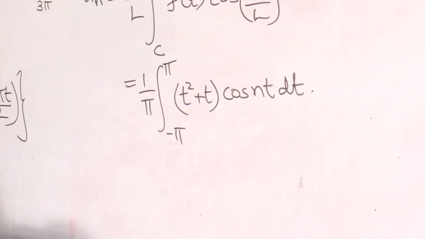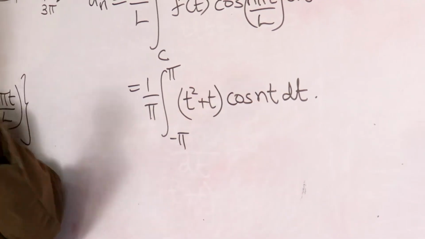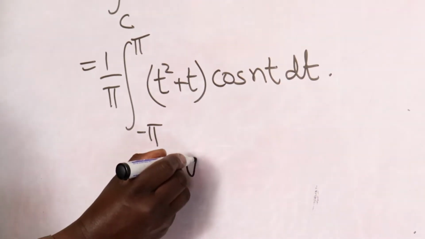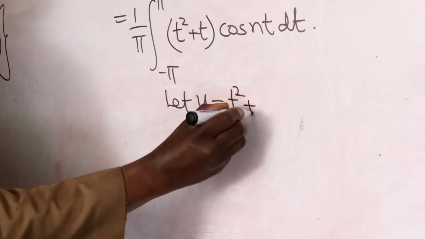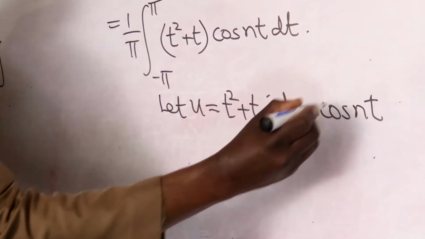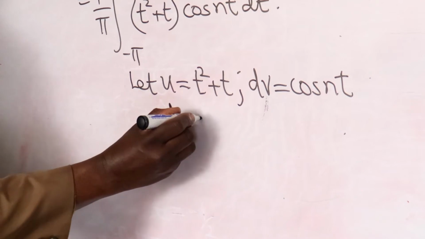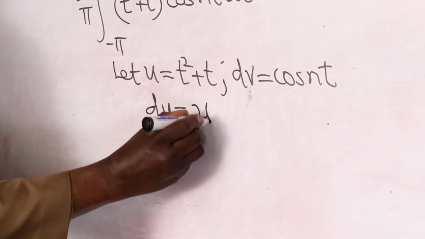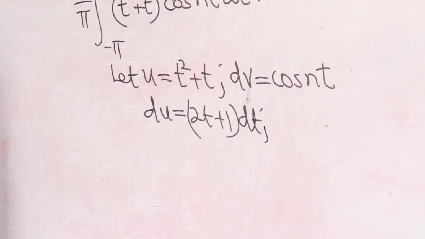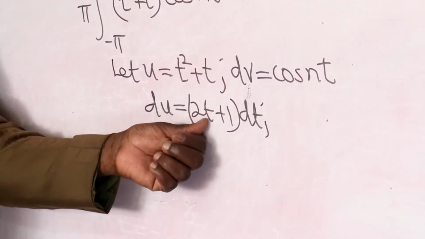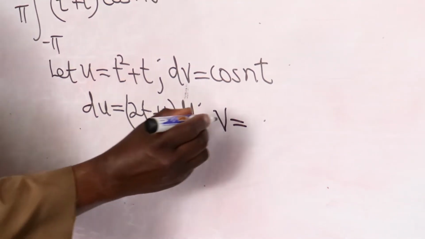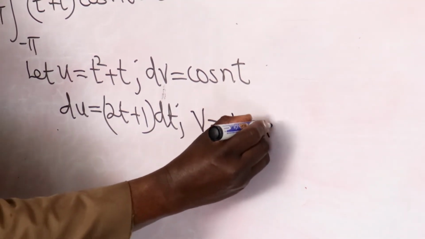Here we'll require integration by parts, because this function and that function are not related to each other in any way. So we say, let u be equal to t squared plus t, and let our dv be equal to cos nt. So du will be equal to, when we differentiate here, we get 2t plus 1. Multiplying dt, because du/dt is 2t plus 1, so du is 2t plus 1 dt. Now our v will be 1 all over n sine nt.